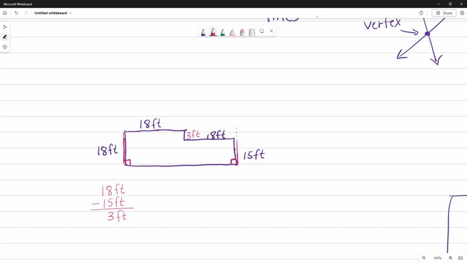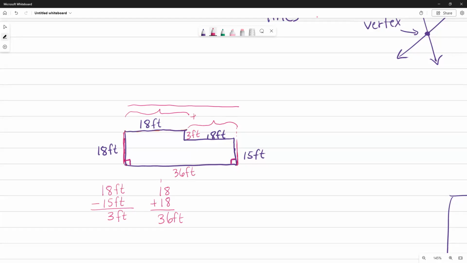Now, on the bottom, again, because these are perpendicular lines, we know that the entire bottom length is this section here plus this little section here, because that whole distance is going to be equal to the bottom of this polygon. So we can calculate that by having 18 plus 18. We add those together and we get 6, carry my 1, 36 feet. So this bottom length of the polygon is 36 feet.